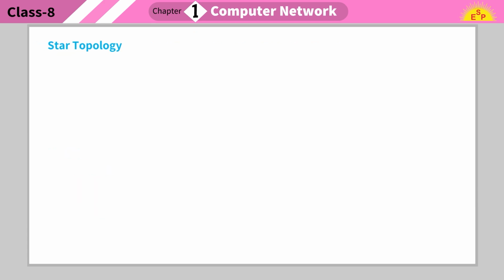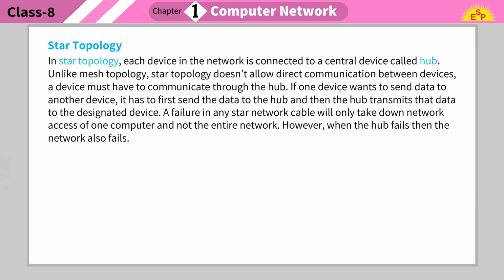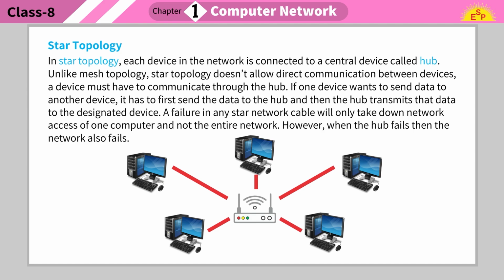Star topology. In star topology, each device in the network is connected to a central device called hub. Unlike mesh topology, star topology doesn't allow direct communication between devices. A device must communicate through the hub. If one device wants to send data to another device, it has to first send the data to the hub and then the hub transmits that data to the designated device.